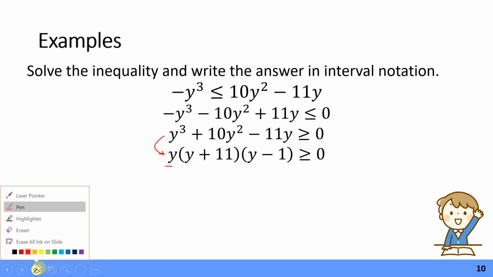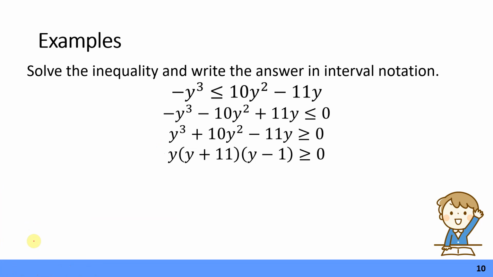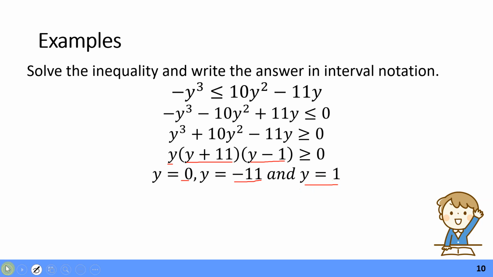Now, once it's already in factored form, the next step is to set those factors equal to 0 so we could get our boundary points. If I set this equal to 0, I'm going to get 0. If I set this equal to 0, I'm going to get negative 11. And if I set this equal to 0, I'm going to get positive 1. Those are going to be my boundary points.